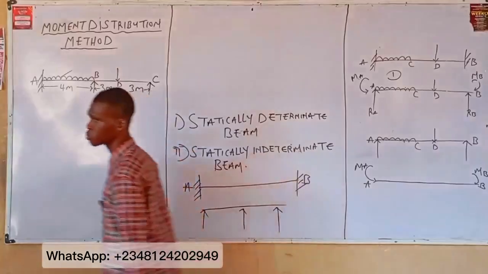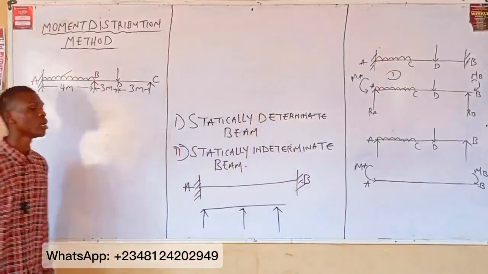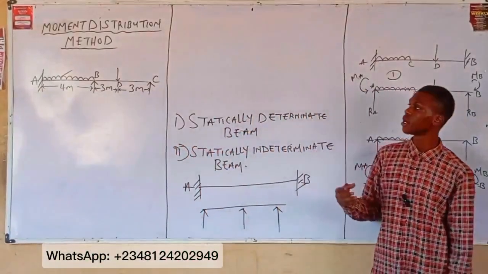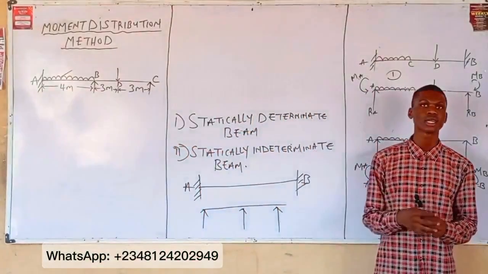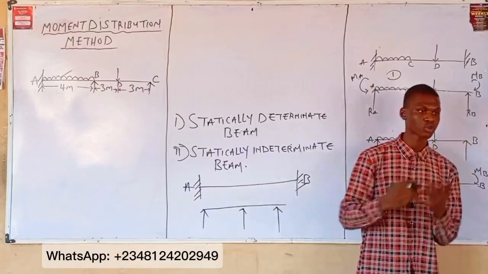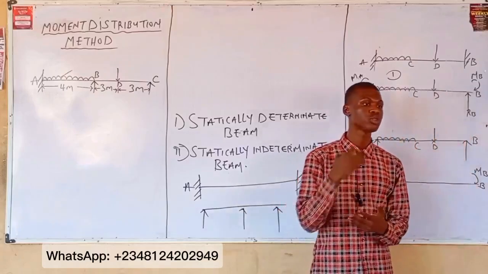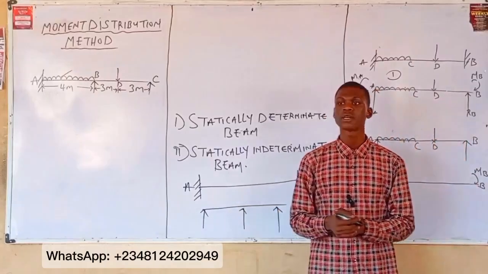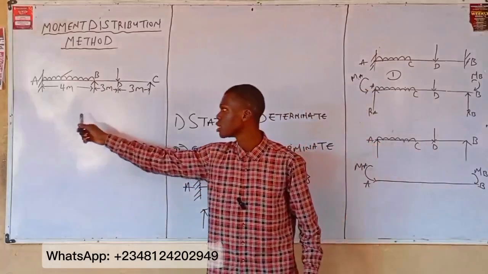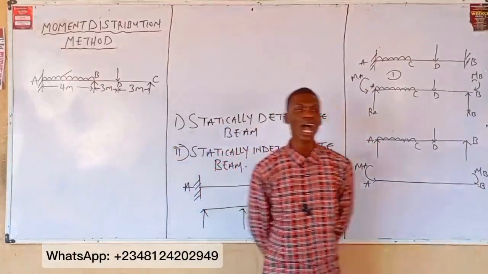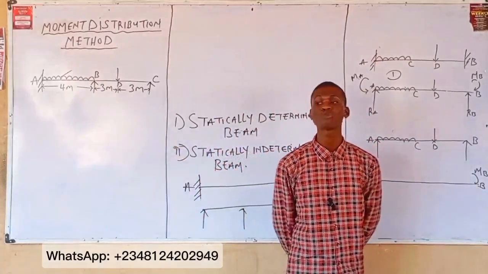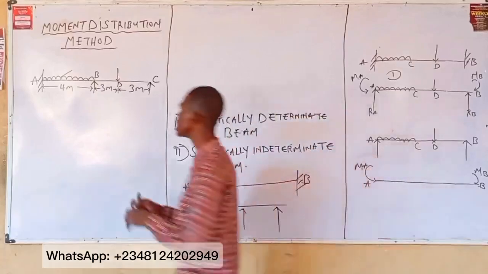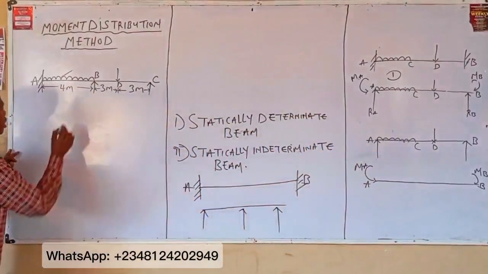Now, back to this question, moment distribution method. When it comes to moment distribution method, it is quite easy in the sense that we just need to know the formula that we want to use to compute the value. Now, first thing first, given this beam, you are going to assume that each beam is fixed. From this beam, we want to start our solution.